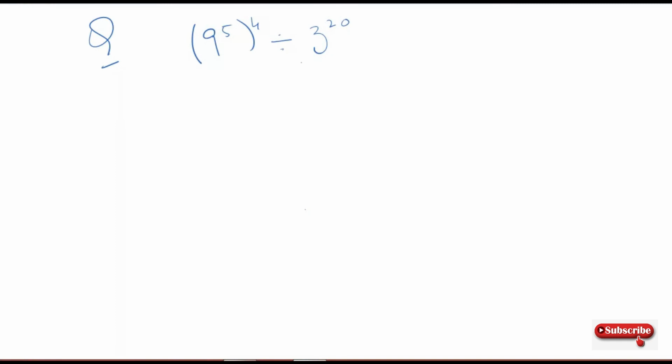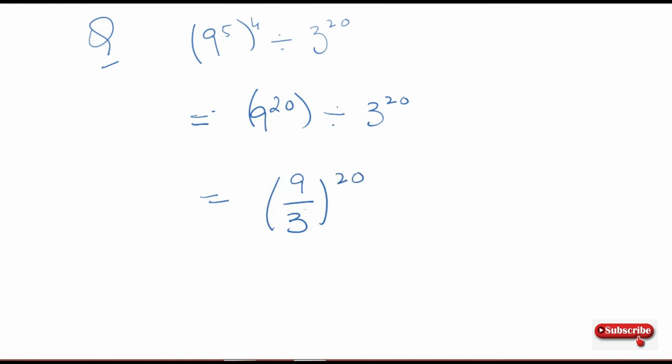Okay, let's take another example now. 9 power 5 whole power 4 divided by 3 power 20. Here again we first have to apply the third law of power. That means 5 fours are 20 will simplify the power, divided by 3 power 20. Now you can see that bases are different, but the power is same. So we can write 9 upon 3 whole power 20. Now we'll reduce it further.